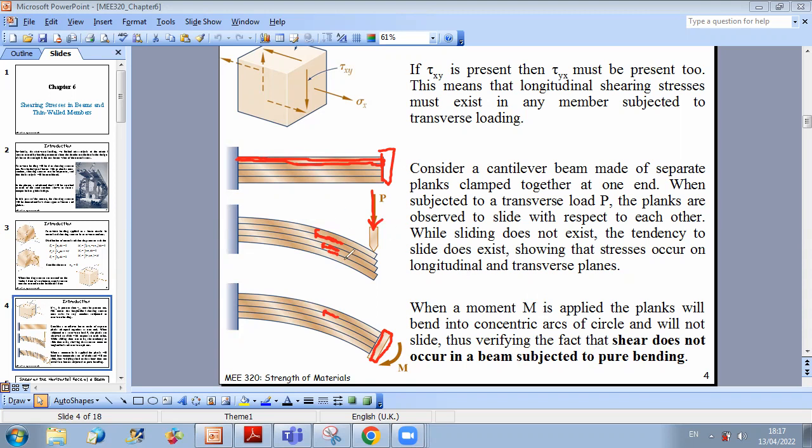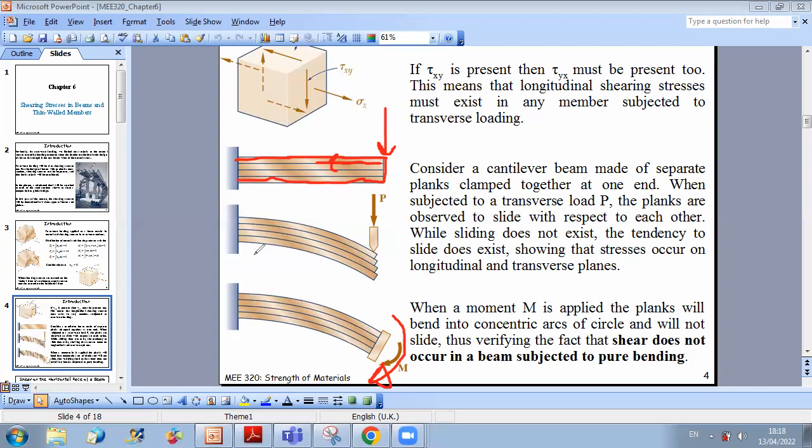So if we compare the two cases of transverse load and bending moment applied, whenever you have a certain beam where your different parts are rigid or adhering to each other, and you apply a transverse load, because they are adhering to each other, the tendency to slide will be opposed by shearing effects. However, if you apply a bending moment, then you will not observe any sliding effect.